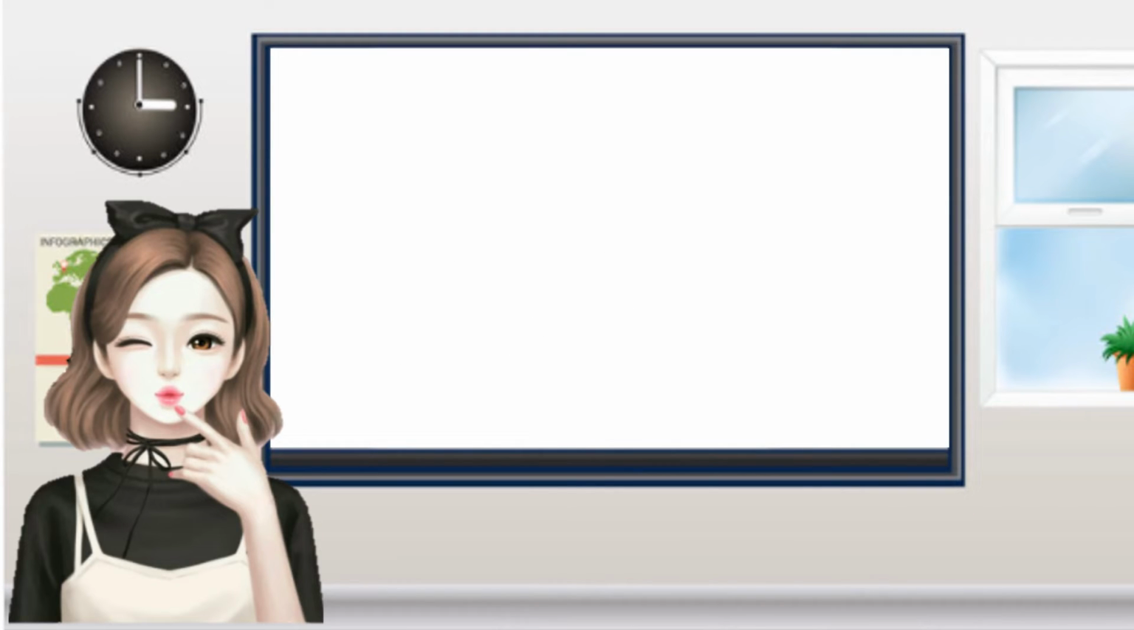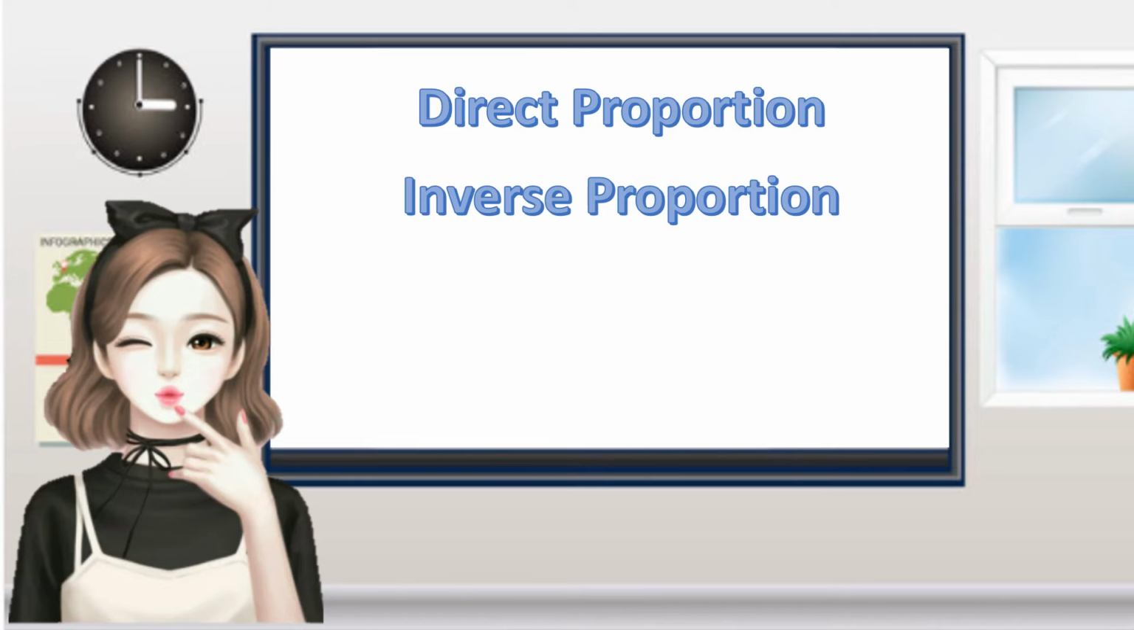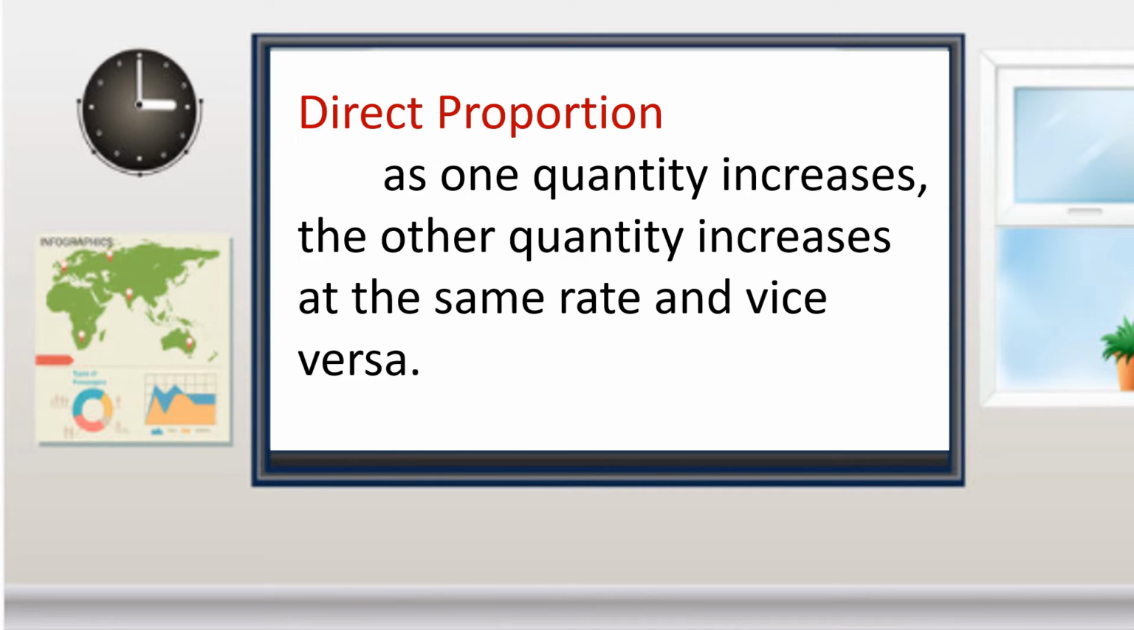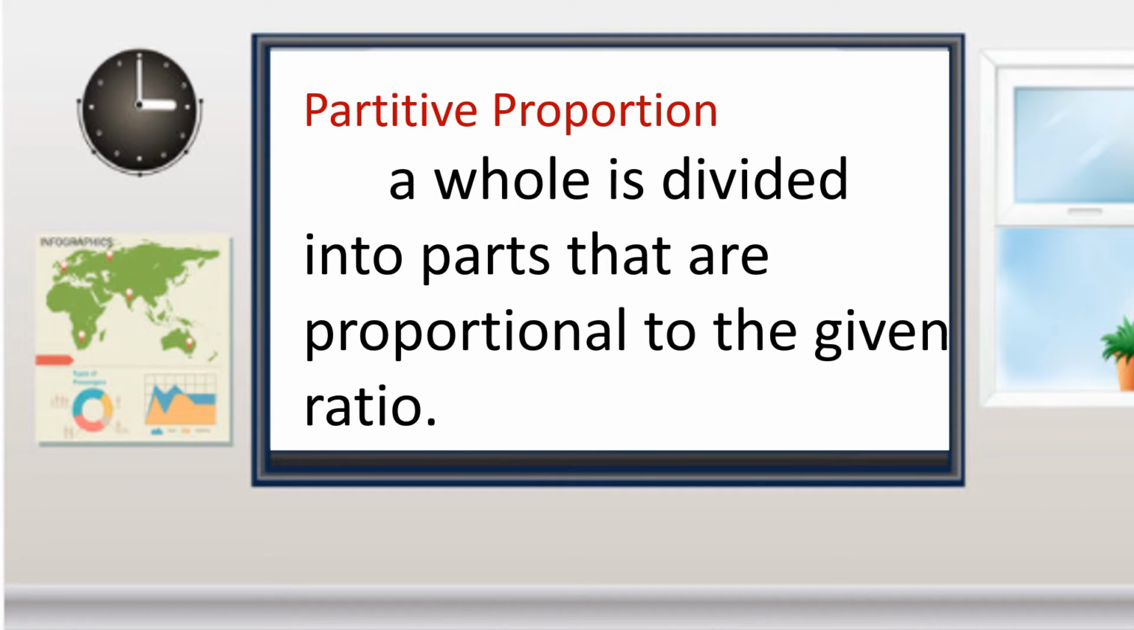There are three types of proportion. These are direct, inverse, and partitive proportion. Direct proportion: as one quantity increases, the other quantity increases at the same rate and vice versa. Inverse proportion: as one quantity increases, the other quantity decreases at the same rate and vice versa. Partitive proportion: a whole is divided into parts that are proportional to the given ratio.